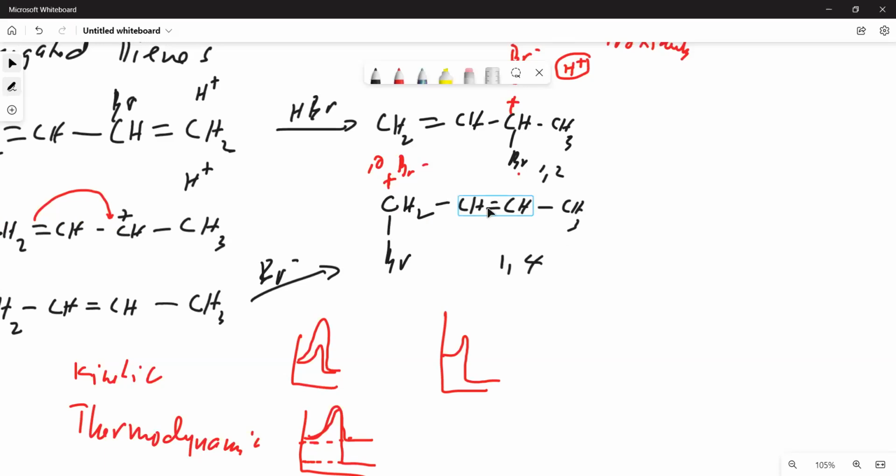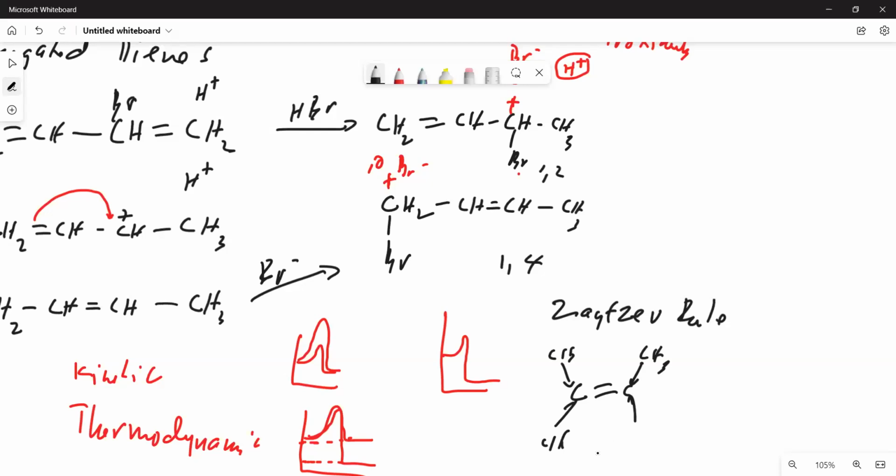In this example, the 1,4 is definitely the thermodynamic product. How do you assess the stability of the product here? You look at the double bond. There is what you call the Zaitsev rule. What is this Zaitsev rule? It assesses the stability of the double bond. If there are more electron donating groups attached to the double bond, that will be very stable. Like if you place a methyl here, a methyl here, a methyl here, methyls are electron donating. They stabilize the double bond.